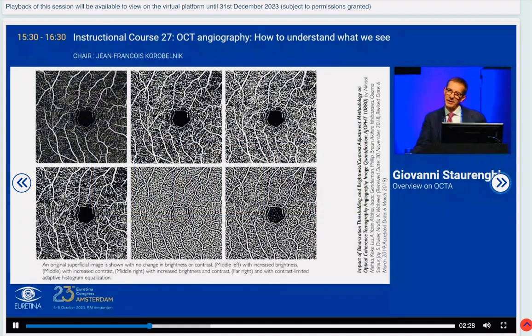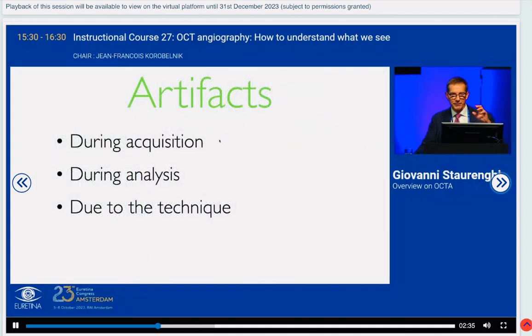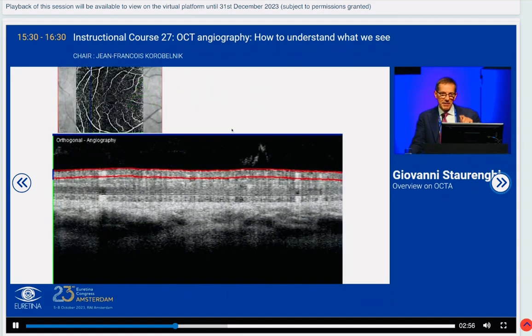And of course, it's not only that, because everything can change depending on whether you are in focus or if you change the different type of algorithms. Now, what about the artifacts? I remember that when we started to use OCTA, the big problem was the artifact. Now, I think the most important is still the projection artifact.